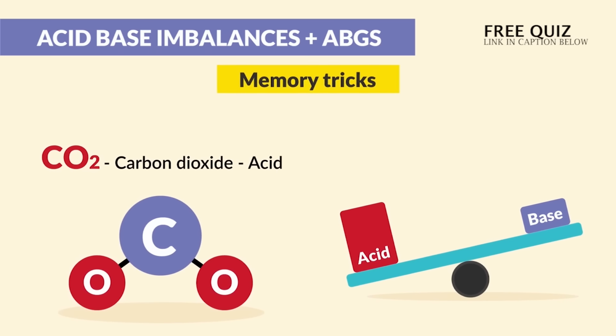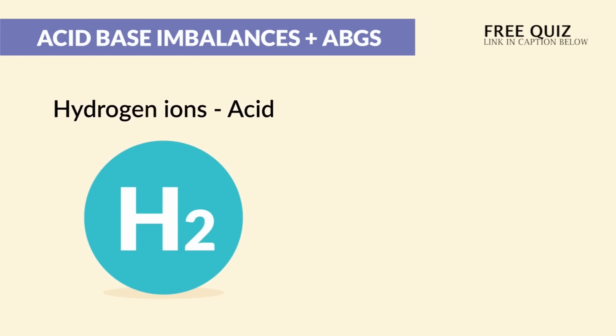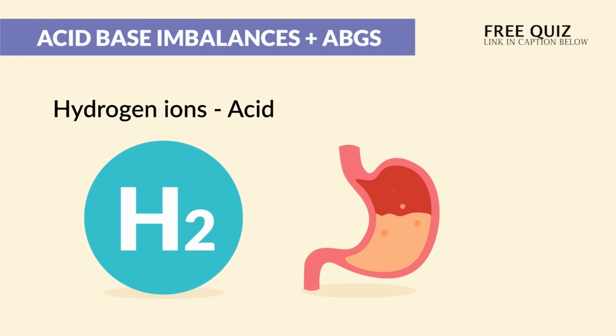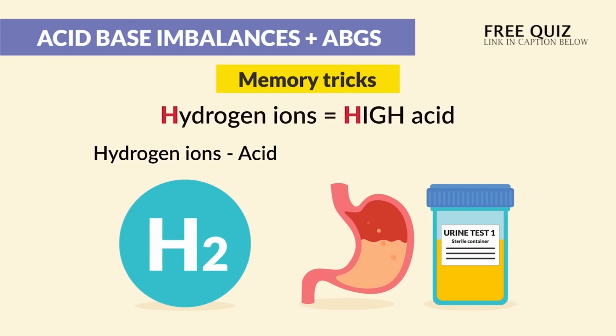So the memory trick we use, just think carbon dioxide is carbon diacid, since too much carbon dioxide pushes us into acidosis. Lastly, hydrogen ions are a form of acid, found in the stomach acids as well as urine. So the memory trick, just think hydrogen ions is high acid. Too much hydrogen ions equals an acidotic state.